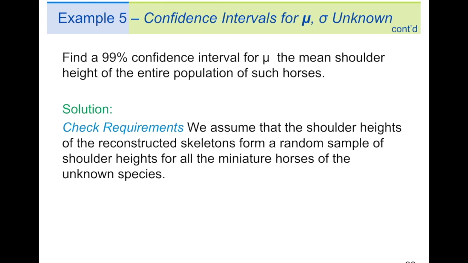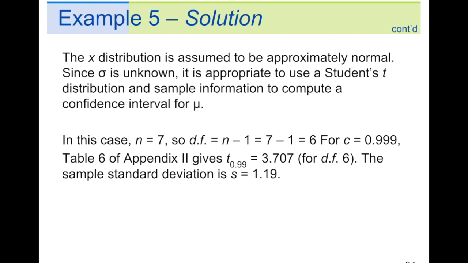We assume that the shoulder heights of the reconstructed skeletons form a random sample of shoulder heights for all the miniature horses of the unknown species. The x distribution is assumed to be approximately normal. Since sigma is unknown, it is appropriate to use a student's t-distribution and sample information to compute a confidence interval for mu. In this case, n is 7, so the degrees of freedom is 6.